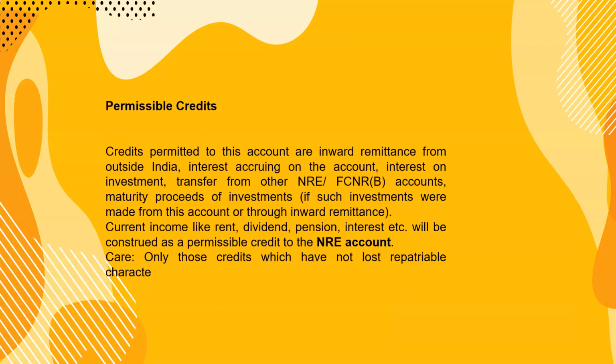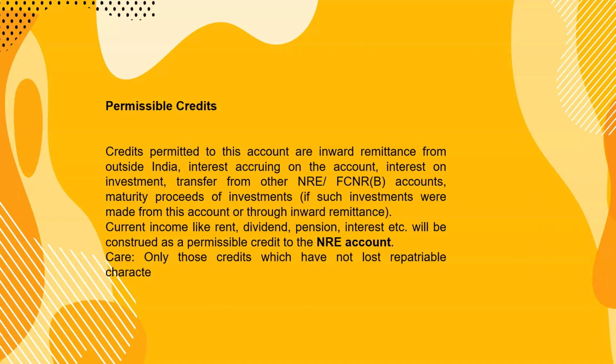Permissible credits in NRE accounts, non-resident external accounts, and FCNRB accounts. Credits permitted to this account are inward remittances from outside India, interest accruing on the account, interest on investment, and transfers from other NRE or FCNRB accounts, right? So inward remittances, interest accruing on the account, interest on investment, transfers, and the maturity proceeds of investments, where such investments were made from this account or through inward remittances only. Current income like rent, dividend, pension, interest will be considered as a permissible credit to his NRE account.